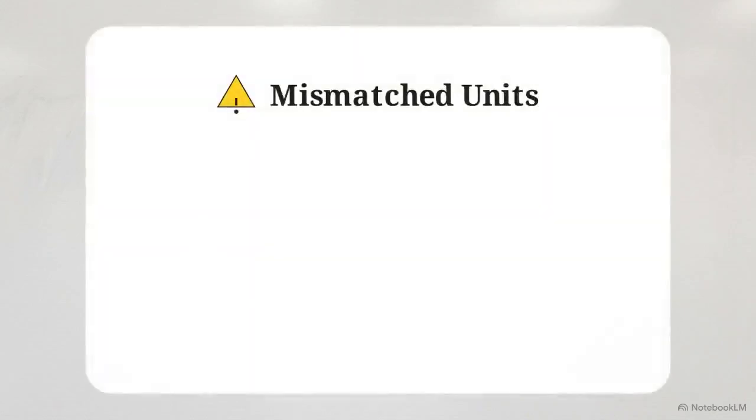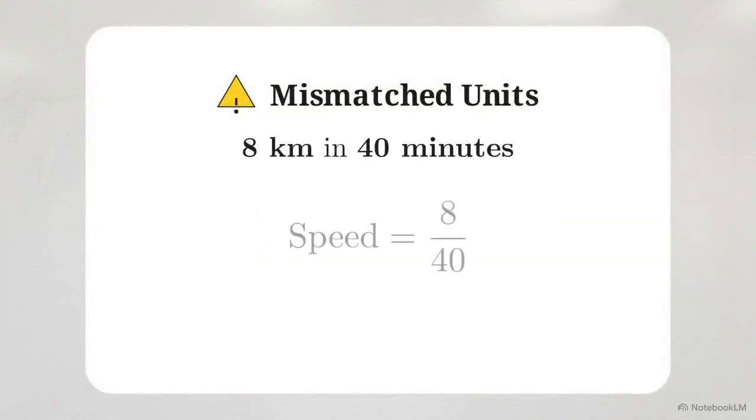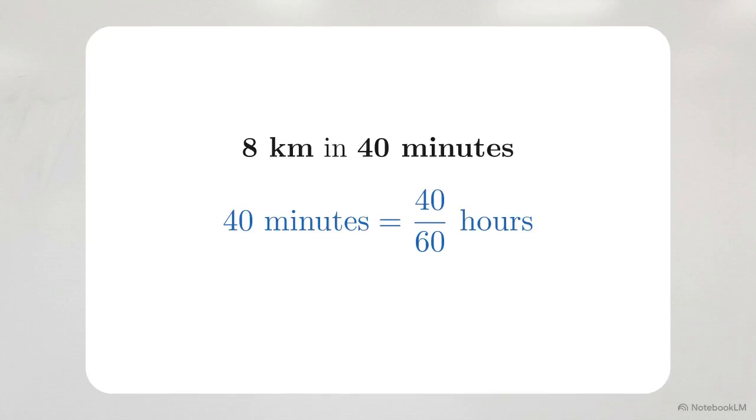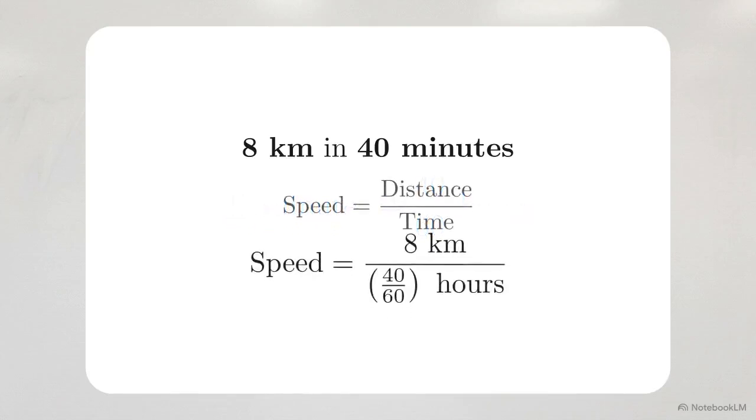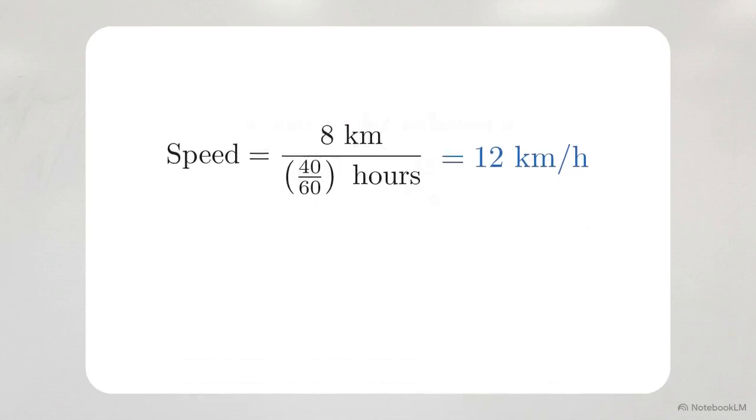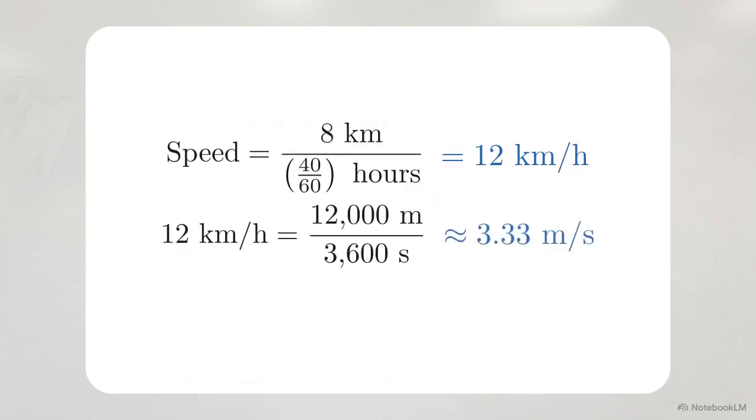Always check for mismatched units. If a runner covers 8 kilometers in 40 minutes, you cannot simply divide 8 by 40. You must convert those 40 minutes into hours first, which is 40 over 60. Dividing 8 kilometers by that fraction gives us 12 kilometers per hour, which then converts down to roughly 3.33 meters per second.